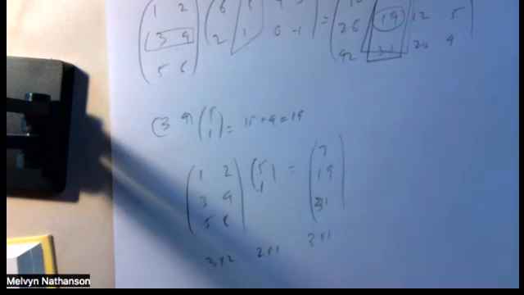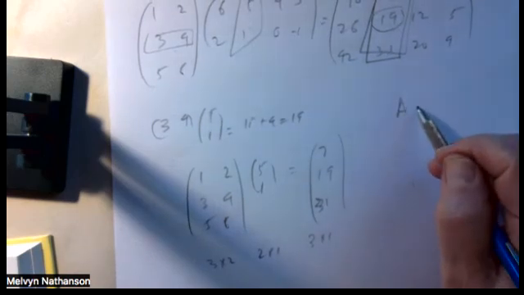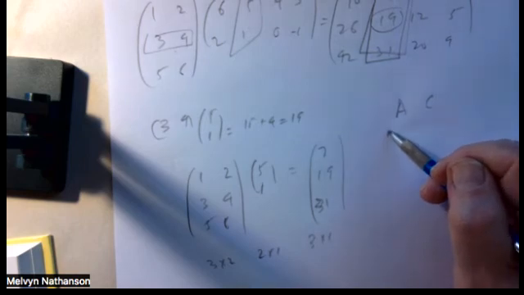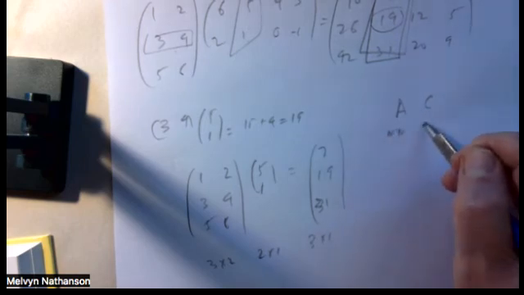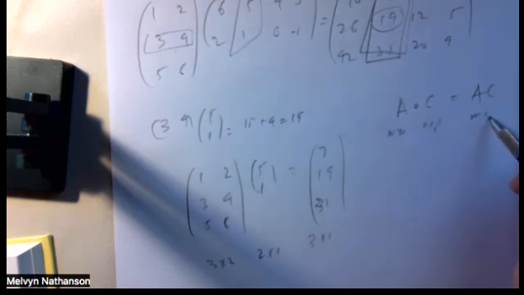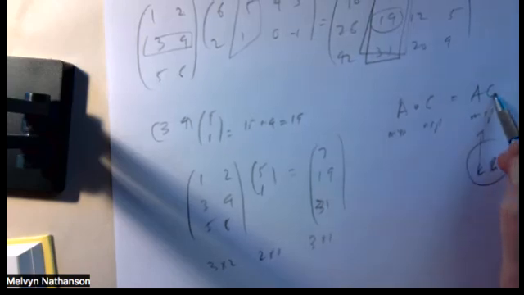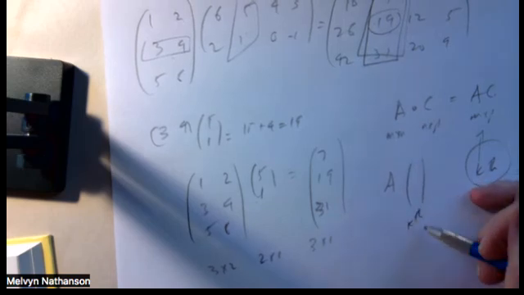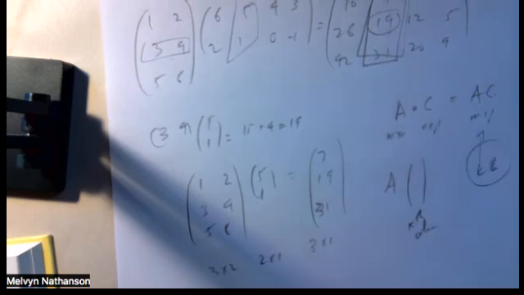So in general, if you have a matrix A times a matrix C, and so this is, again, m by n and n by p, and AC is m by p. If you want the kth column of the product matrix, it's A times the kth column of C.